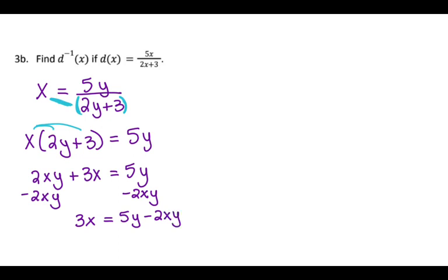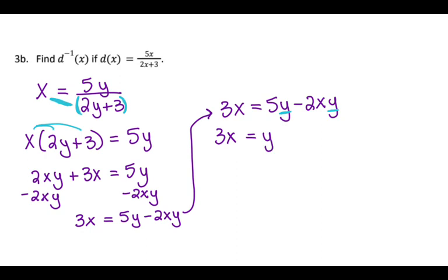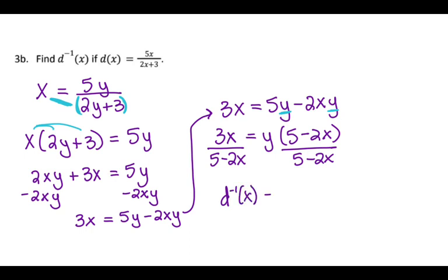And just like the last one, I'm going to go ahead and rewrite it. But just like the last one, I'm going to have to factor out that y because right now when I have y in two separate terms, I can't really solve for y. But if I factor it out, that gives me y times something, which in this case is 5 minus 2x. And then to get my y by itself, I can divide. So I'm going to divide both sides by 5 minus 2x. And then my inverse notation, so d inverse of x equals 3x over 5 minus 2x.